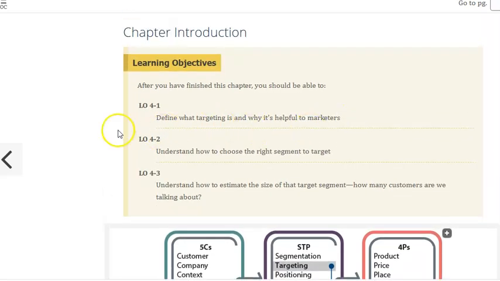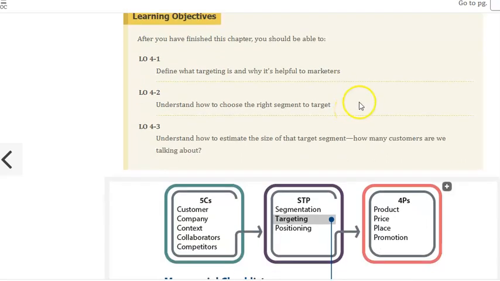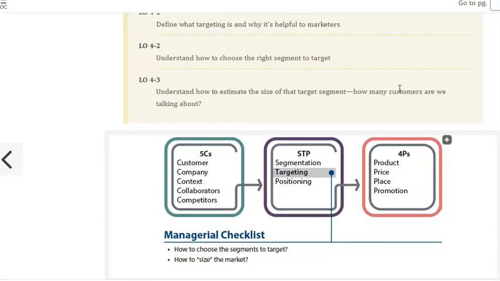So your learning objectives, or the framework that you could possibly use to take notes. Define what targeting is and why it's helpful to marketers. Objective number 2, understand how to choose the right segment to target. And number 3, understand how to estimate the size of the target market, how many customers we're talking about. You're getting a brief overview of it in this text. It's good enough for what we're doing here, to get an idea of what happens. As you can appreciate, it could get very complex depending on what exactly you're doing and the scope of your market. All right, so that's going to cover chapters 3 and 4.